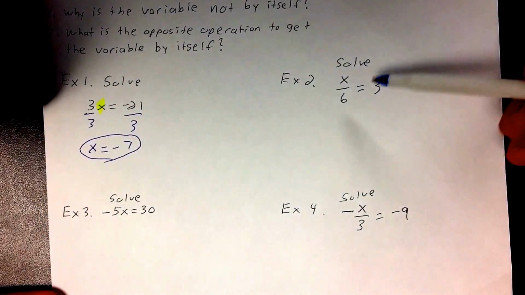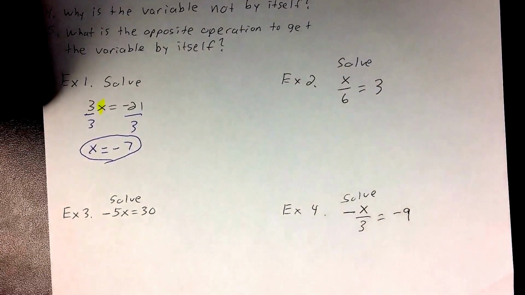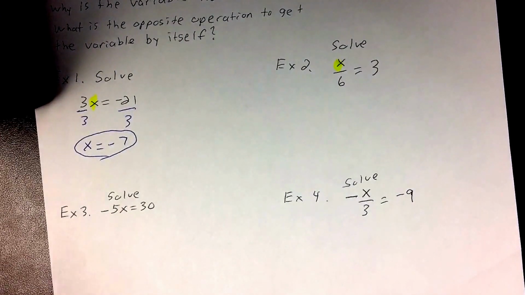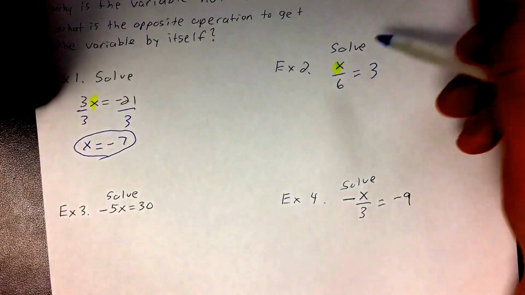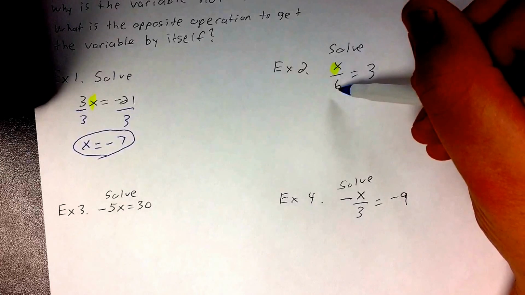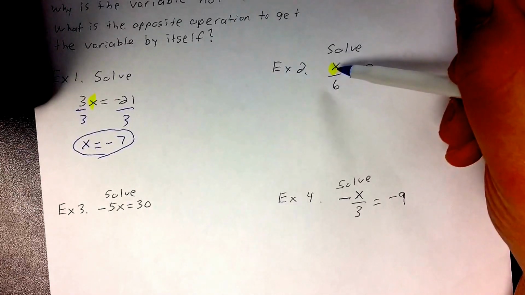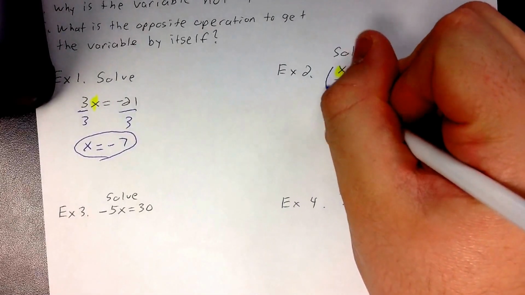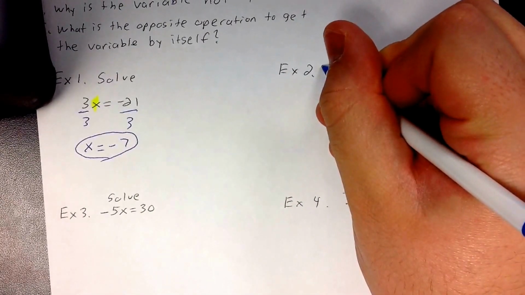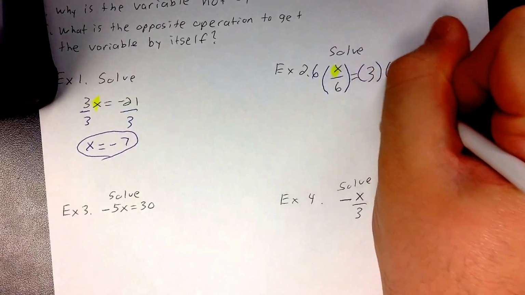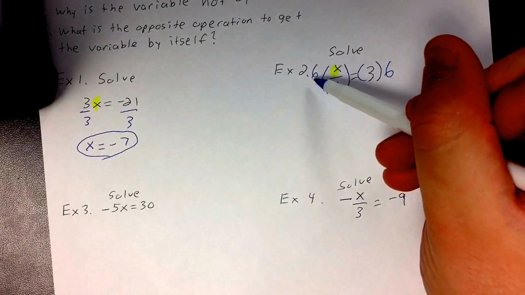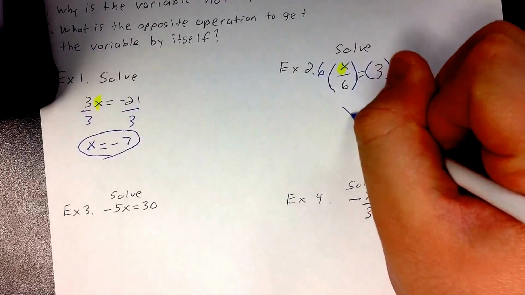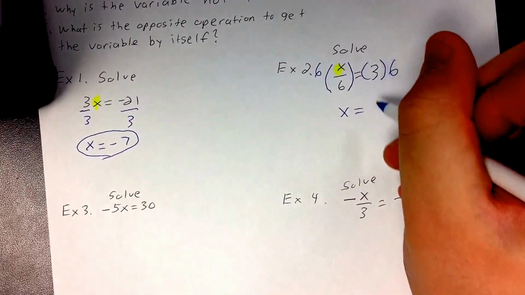Now example 2, it's an equation. The variable is on the left-hand side. It's not by itself because it has basically a fraction bar over it with 6. This just means x divided by 6. So the opposite of dividing both sides by 6 is multiplying both sides by 6. When I do that, this is like 6 over 6, which is 1. So I have x. 3 times 6 is 18.